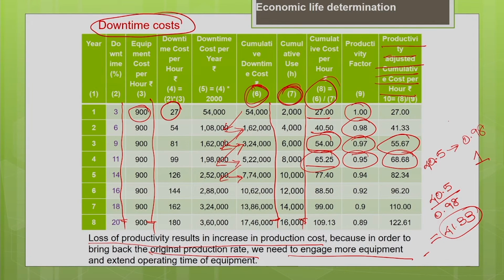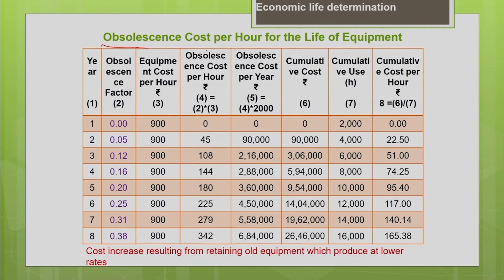Let us now move on to the next cost, which is your obsolescence cost. Every year your obsolescence factor is increasing as the machine is becoming more obsolete. Here we are trying to calculate the cost increase resulting from retaining the old machine, which is producing at a lower productivity rate. Your machine is being subjected to wear and tear as its age increases. Because of that there will be some loss in productivity, and an increase in maintenance and repair costs associated with the machine.